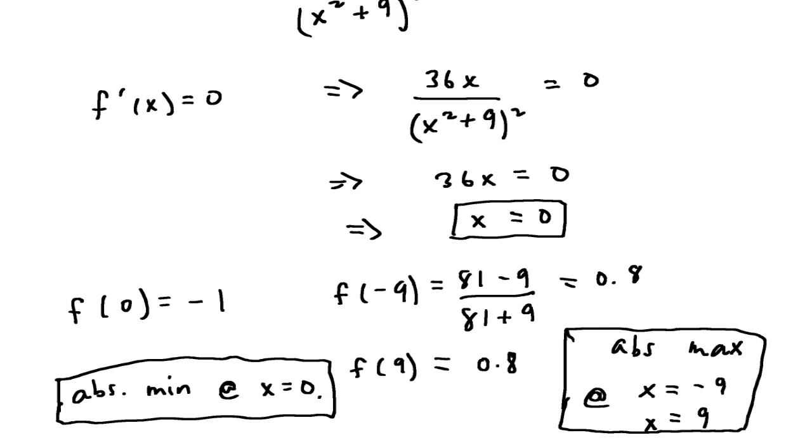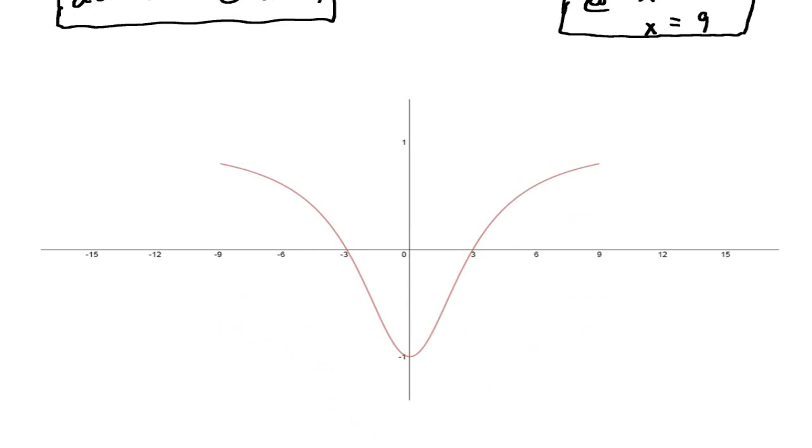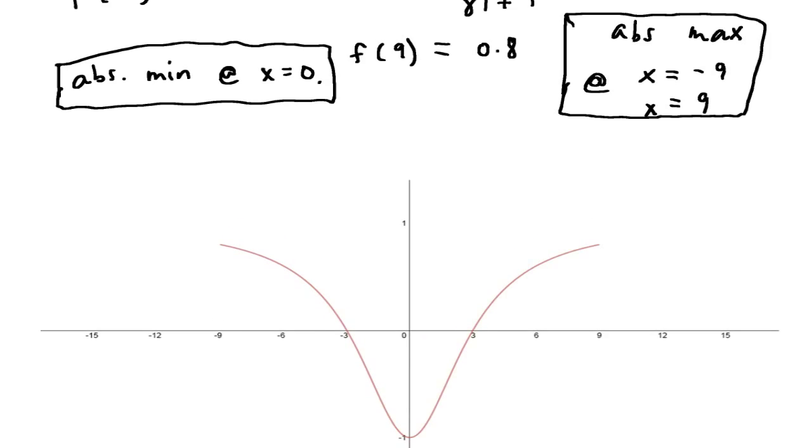Let's take a look at the graph here. The absolute minimum occurs here at x equals 0. This is verified here. And the absolute maximum occurs at -9 and 9. And we saw that the absolute maximum value was 0.8. So it's a little less than 1 here. So this graph verifies what we found earlier.